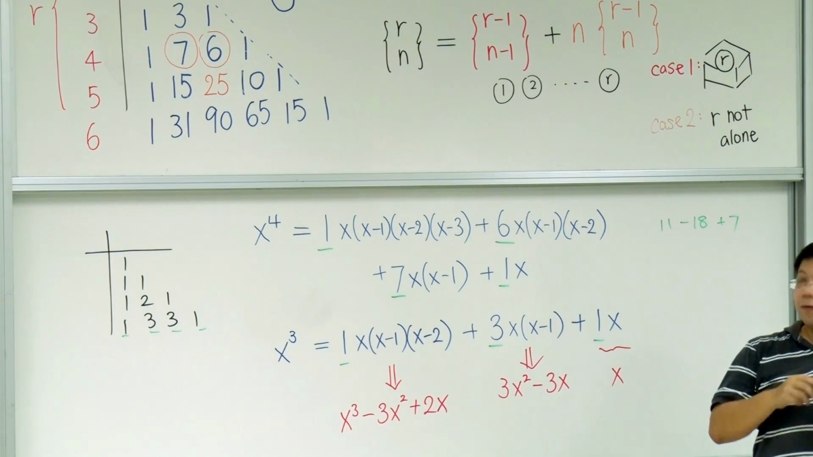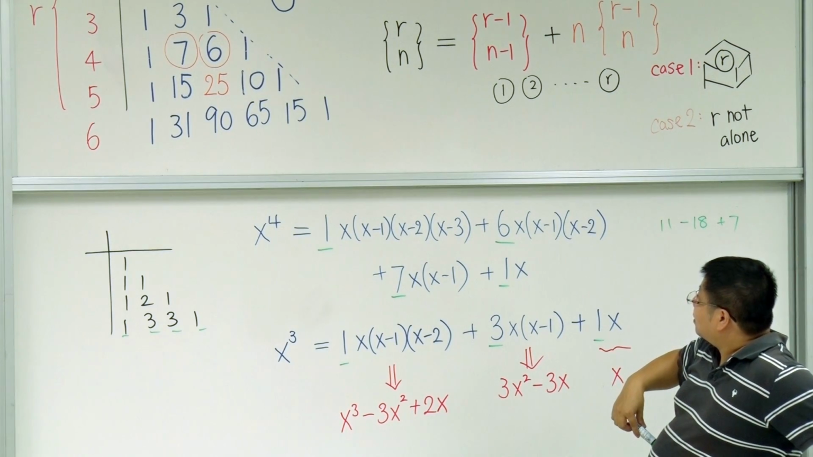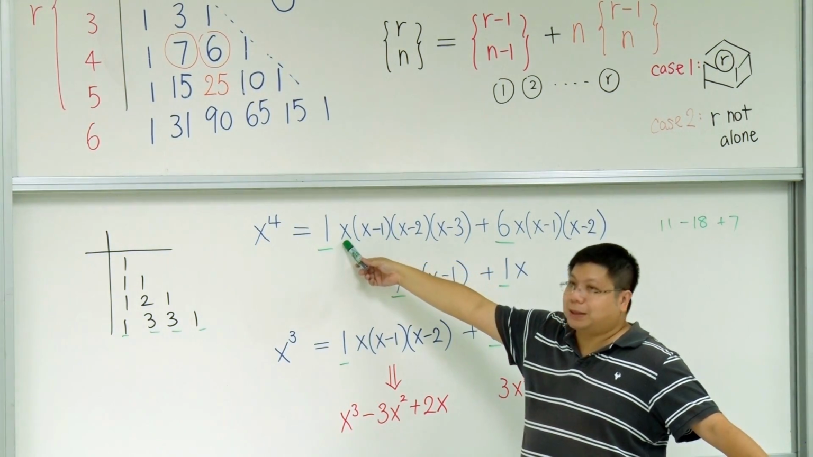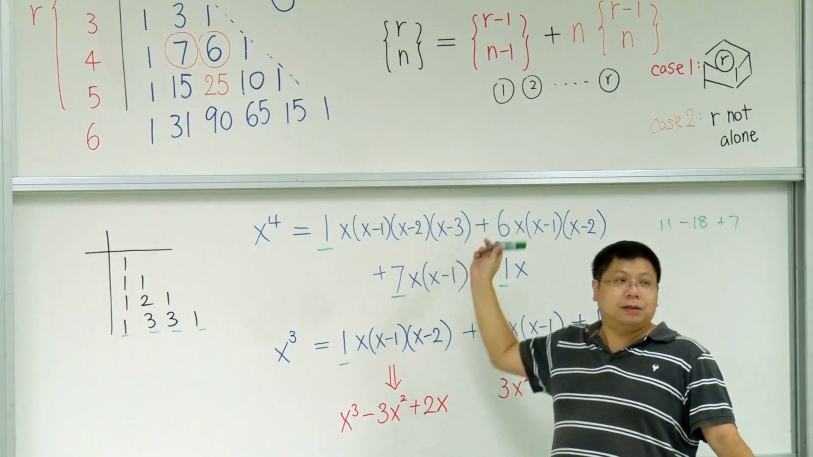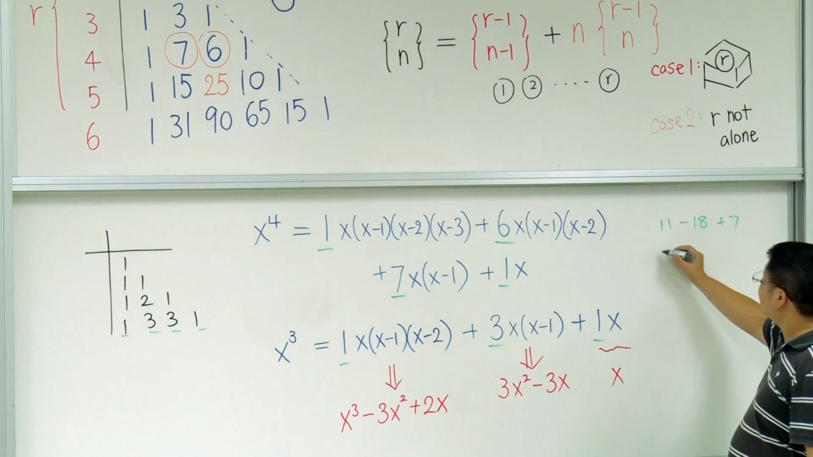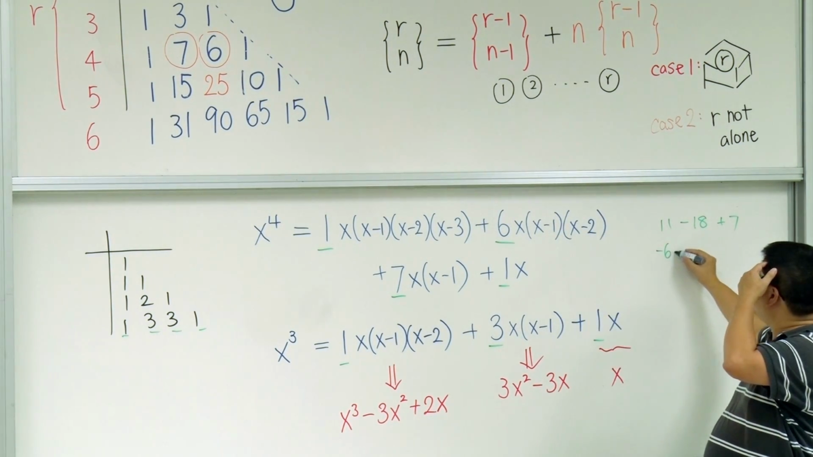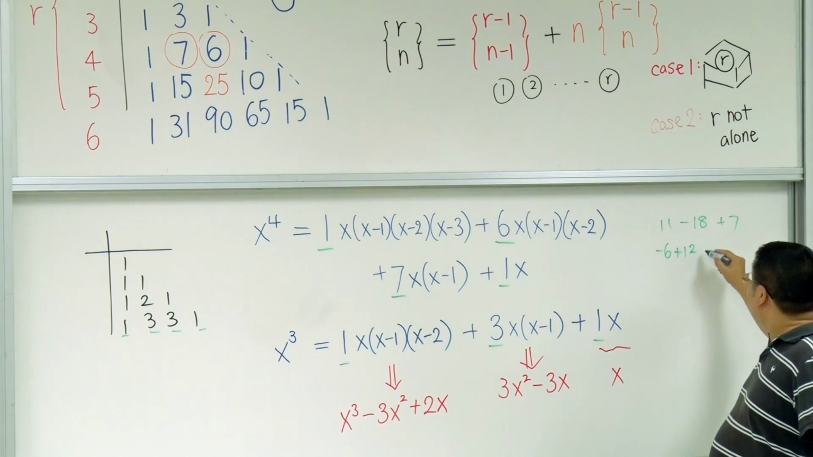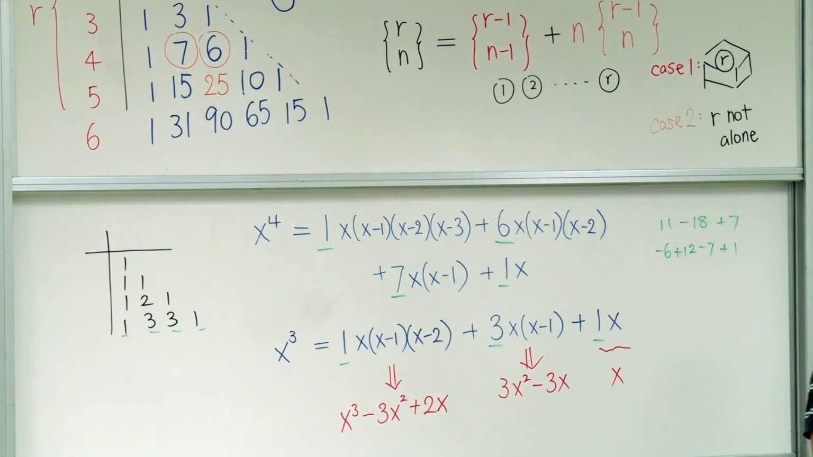And then how about the number of x? The number of x is easy. You must multiply x here, so you look at the constant terms of these three things: minus 1 times minus 2 times minus 3. You get minus 6. And then this one is plus 12. Is that okay? And then you get minus 7, and then you get plus 1. So again, amazingly, it is 0.